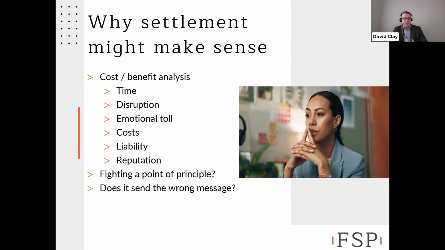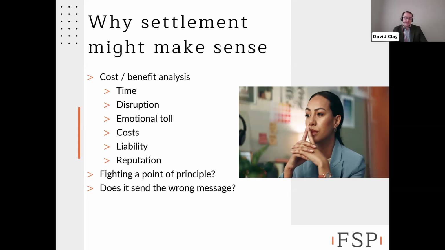So all of these negative factors are important to consider in the round when you're thinking, well, what is in the best long-term interests of the business here? Yes, there's going to be an upfront cost to settlement, but is it worth it to avoid the time, the disruption, the emotional toll, the cost, the risk of liability, the reputational damage?